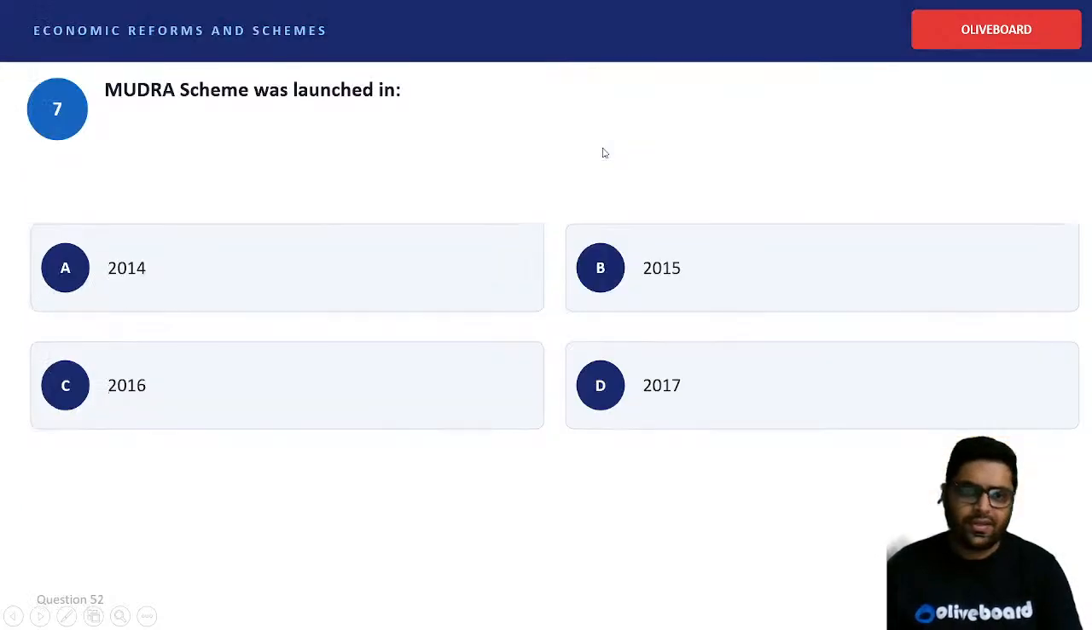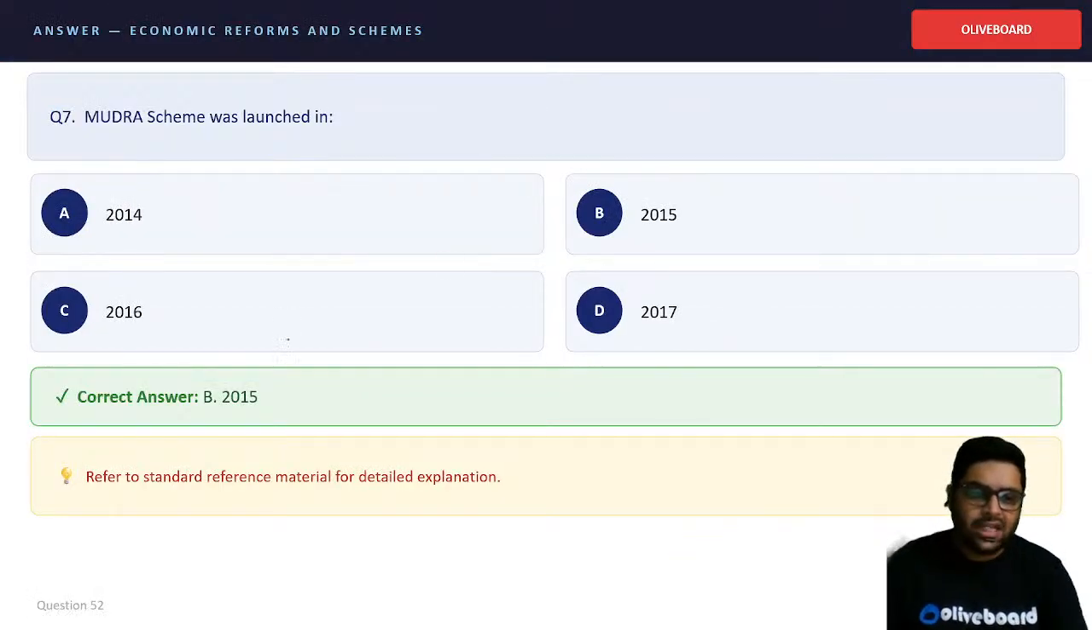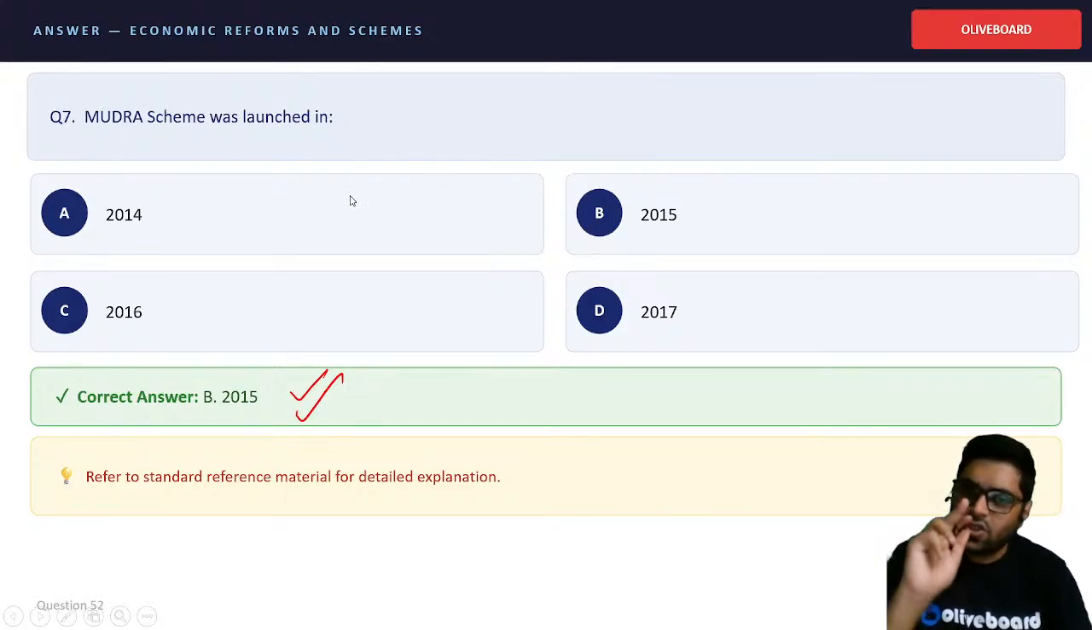Just now we discussed this. Mudra scheme was launched in... Now this is a good question. Tell me. Mudra scheme was launched in... 2015. Please remember, Mudra scheme was launched in 2015. Now you tell me, this is your homework. Mudra scheme is related to what?